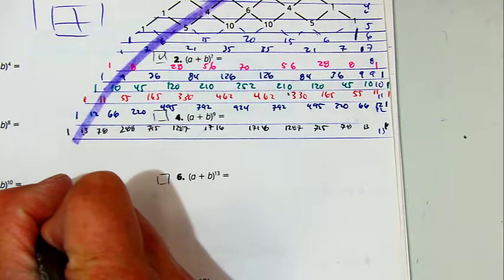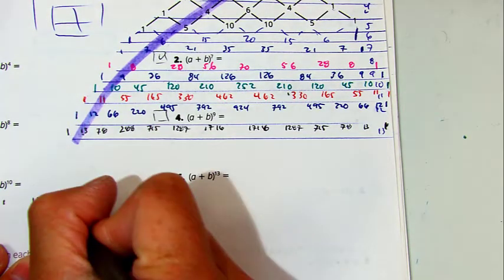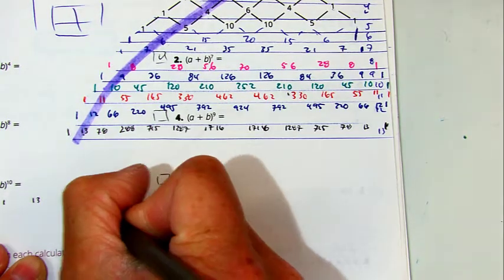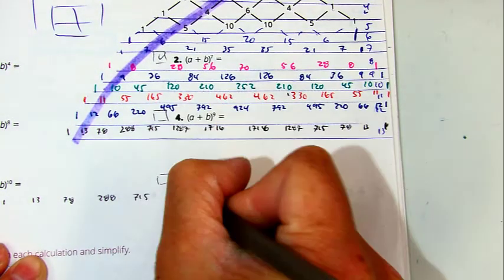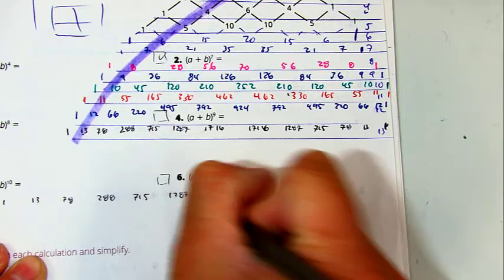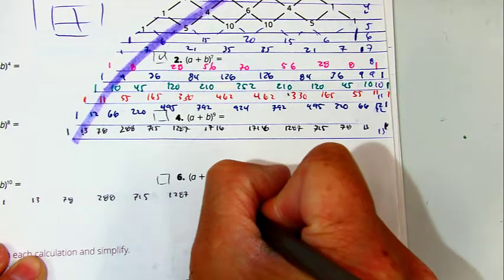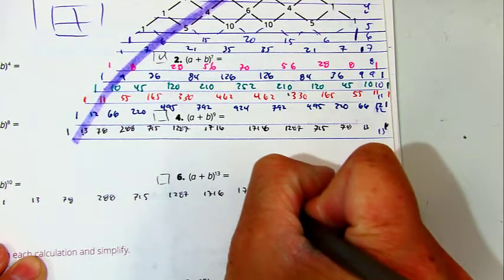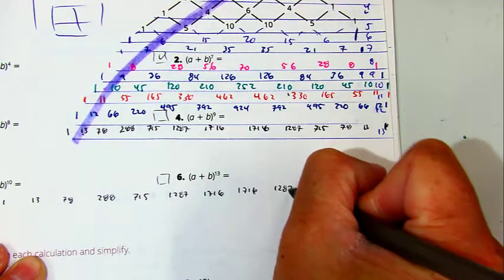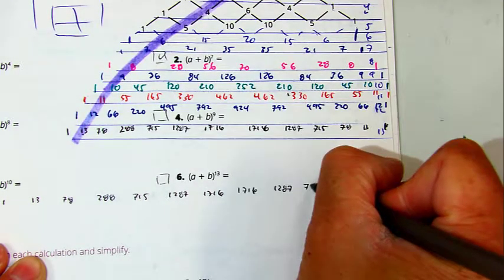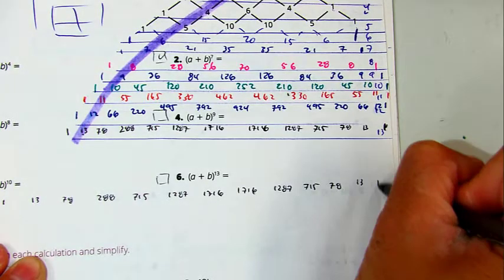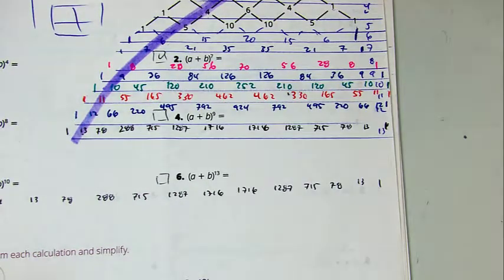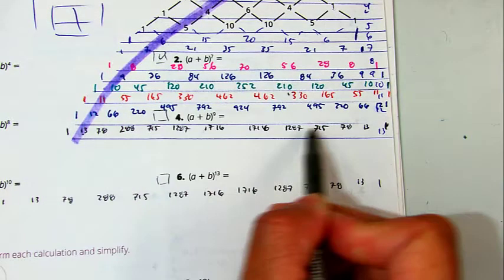1. And leave yourself some space. 78, 286, 715, 1287, 1716, 1716, 1287, 715, 286, 78, 13, and 1. So what I did is I just wrote down all the coefficients here for the 13th power.